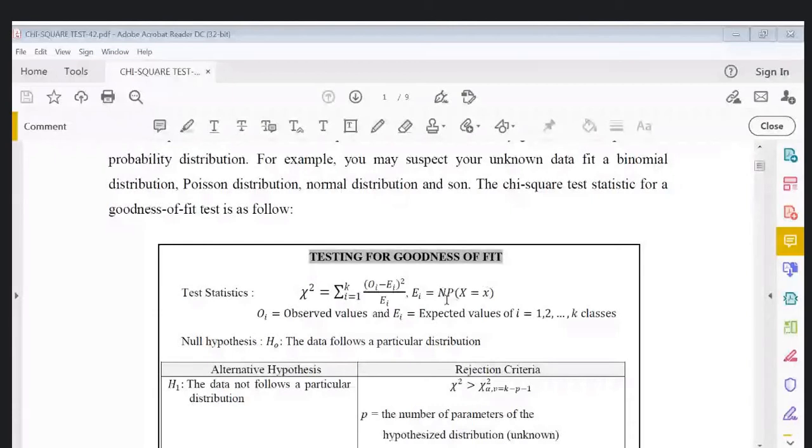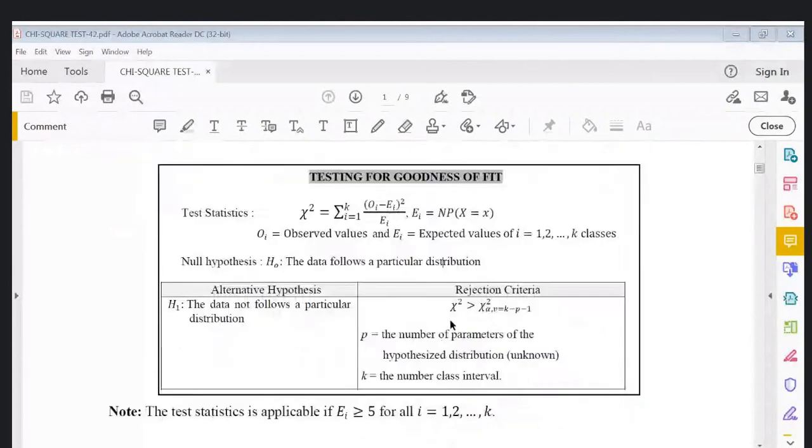N is the total of the number. K is the number of class. Now, how to make a conclusion: if the chi-square from calculation is greater than the chi-square from the table, we must reject H0. It means the data do not follow a particular distribution.